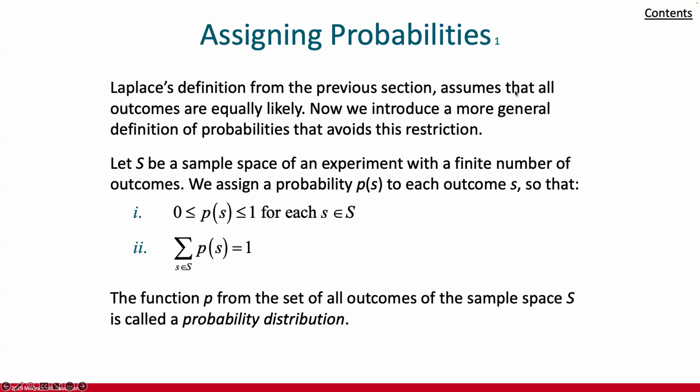Laplace's definition from the previous section assumes that all outcomes are equally likely. Now we'll try to remove that and give a sense of how we would do that. So what we end up having is a function P from the set of outcomes of the sample space, which is called a probability distribution. And there are various kinds of distributions that we'll get a chance to think about, like a bell distribution.